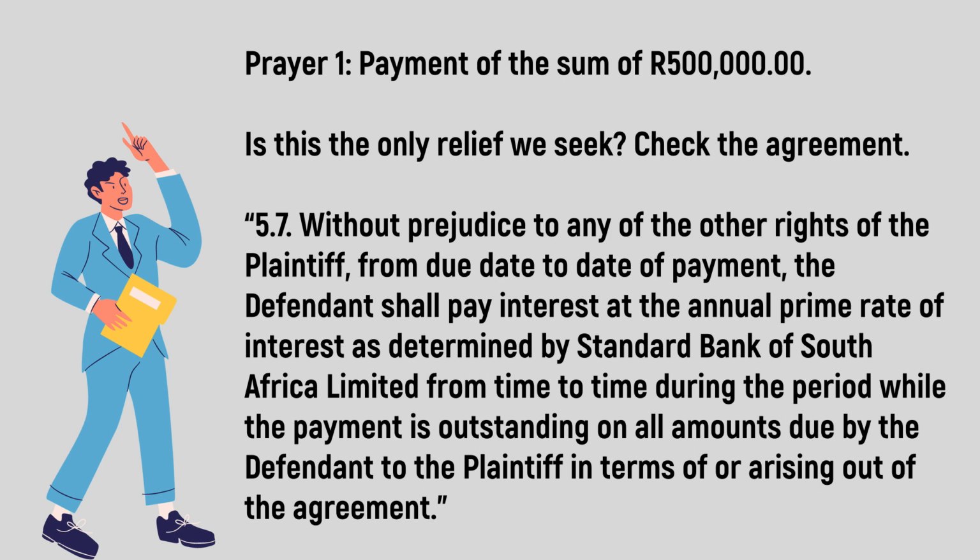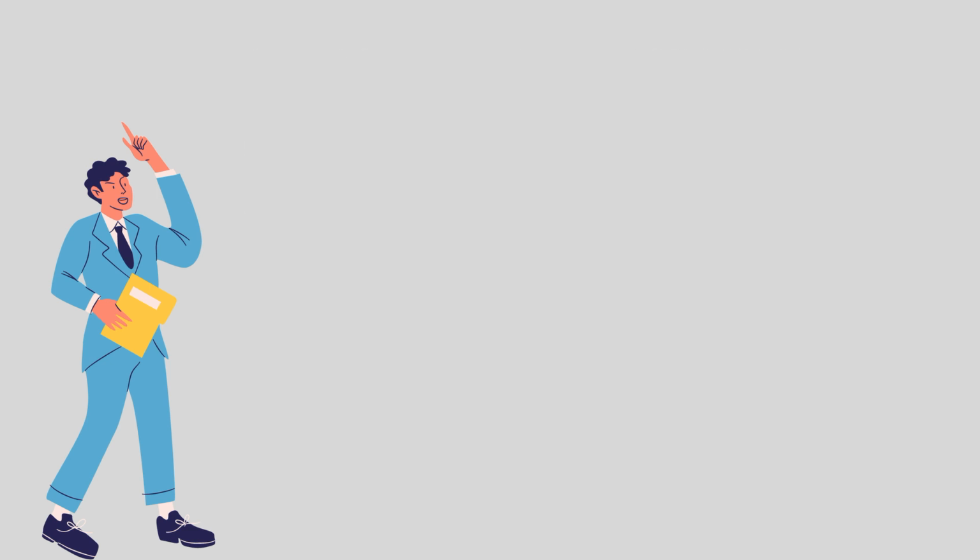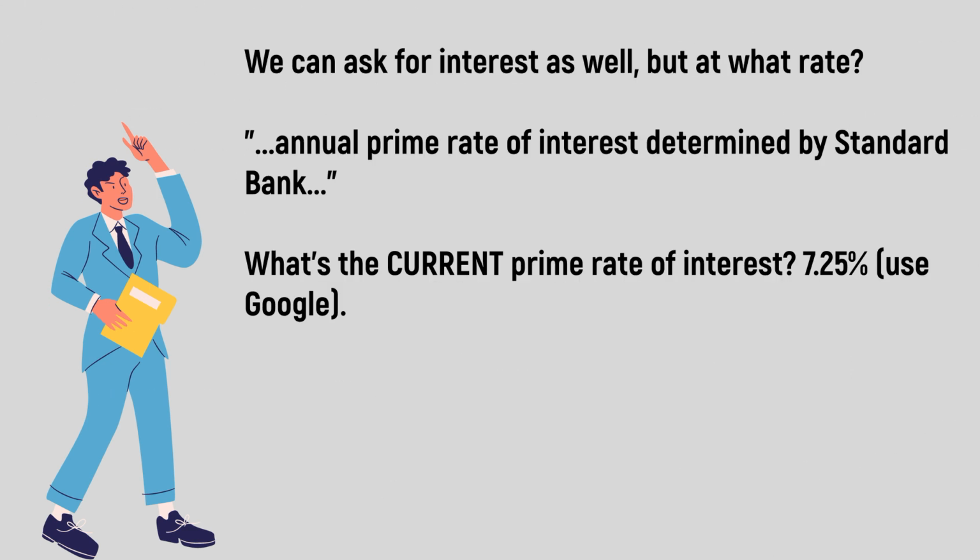Have a look at paragraph 5.7 of our particulars, which says, without prejudice to any of the other rights of the plaintiff, from due date to date of payment, the defendant shall pay interest on the annual prime rate of interest as determined by Standard Bank of South Africa Limited from time to time during the period while the payment is outstanding on all amounts due by the defendant to the plaintiff in terms of or arising out of the agreement.